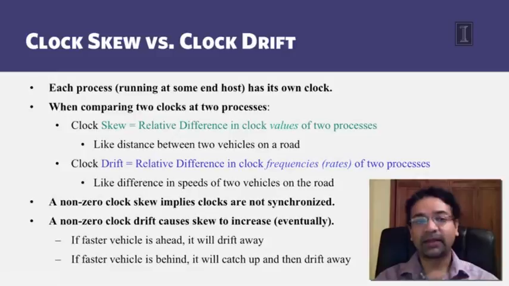If the faster vehicle is ahead on the road, it will drift away and the clock skew is going to increase. If the faster vehicle is behind the slower vehicle, then it will catch up, and then drift away well ahead in front, and the clock skew will eventually increase. So what we really want to do is get the clock skew down to zero.